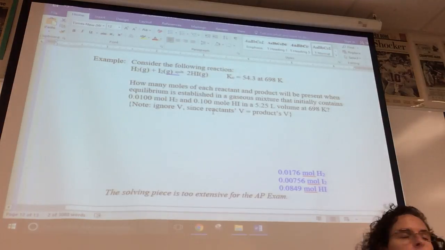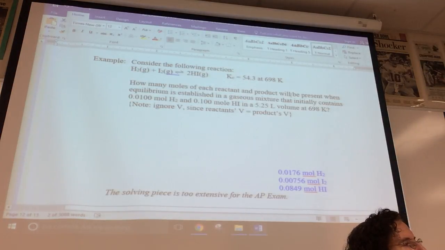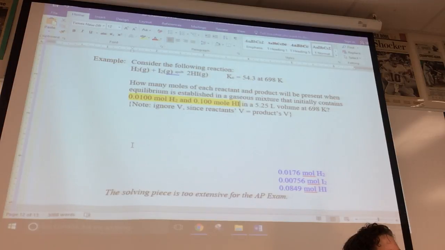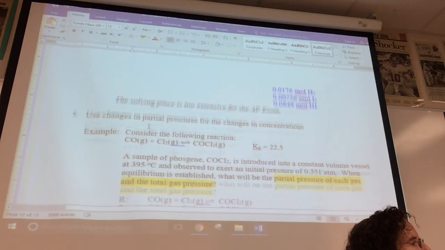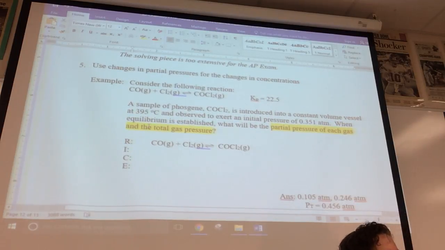let's simplify this. It says how many moles of each reactant and product. Who cares? Look what they give you here. What do they not give you initially? Iodine. So the reaction must run in reverse. Okay? And you couldn't figure out a Q. We're not going to do that one. Let's look at 5. I would like to at least address this one.